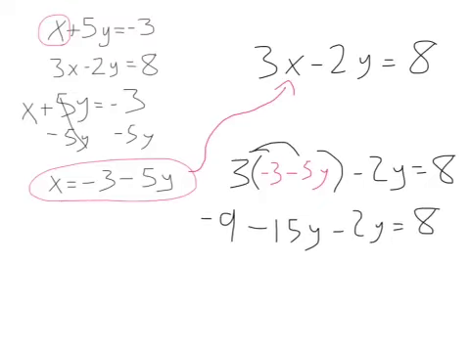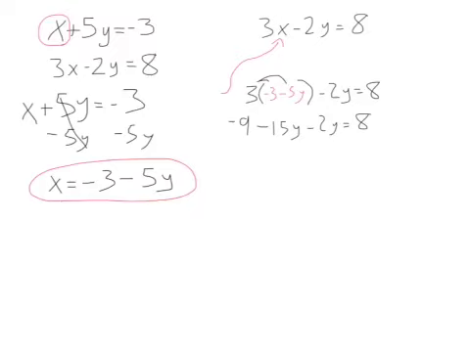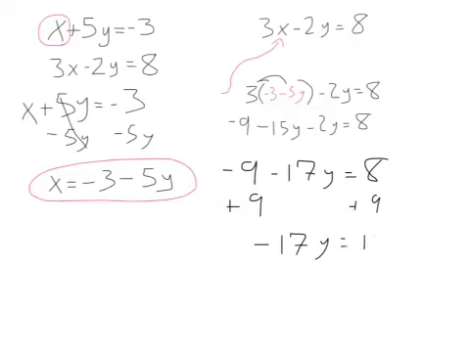Solving from there, all we're going to do is simplify everything. That'll give us negative 9 minus 17y equals 8. Add 9 to both sides. So it'll give me negative 17y equals 17. And then I divide by negative 17 and I'll get y equals negative 1. Alright, now we have our y.